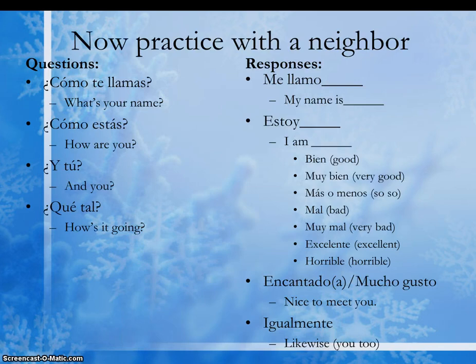So let's practice with your neighbor. On the left, we have the questions you can ask. ¿Cómo te llamas? ¿Cómo estás? ¿Y tú? ¿Qué tal? Okay, you can add some more to that. And the responses to those questions would be me llamo, estoy, and then choose one. Bien, muy bien, más o menos, down from there.